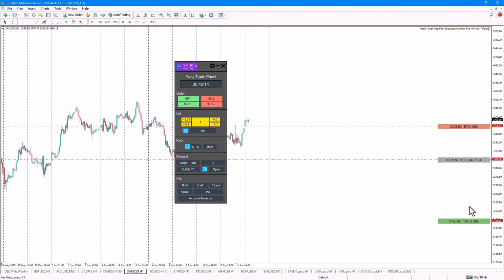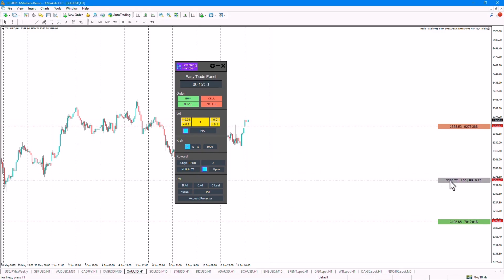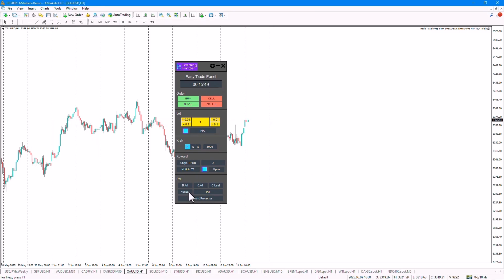And the green level serves as the take profit level, with the take profit price shown on the left side, and on the right side, it calculates and displays my profit amount if the price reaches this level. Here, we can see the risk-to-reward ratio. And by clicking again on the visual option, the levels will be deactivated for us.